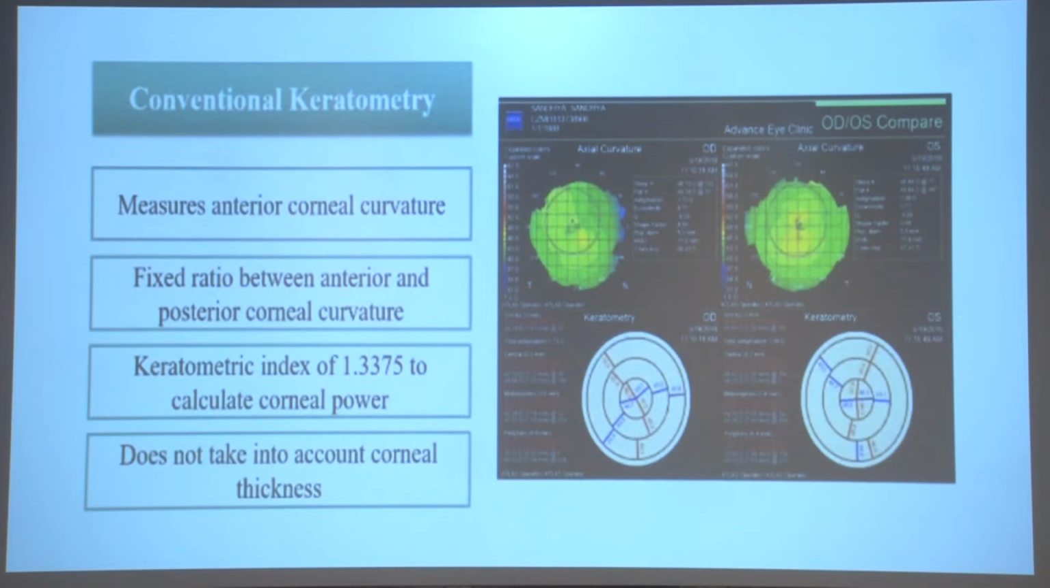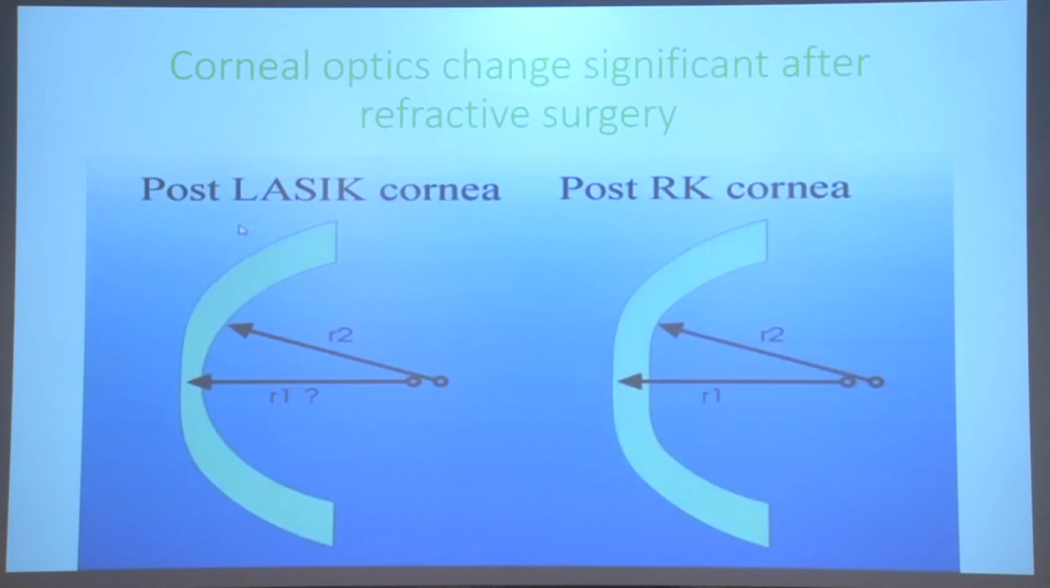The keratometric index of 1.3375 is used to calculate the corneal power, and it does not take into account the corneal thickness. Same way we have started understanding the importance of corneal thickness in glaucoma, here also the corneal thickness has started becoming an important factor.